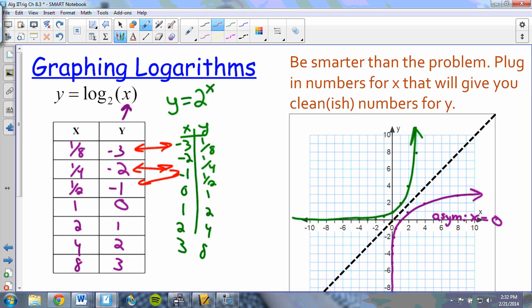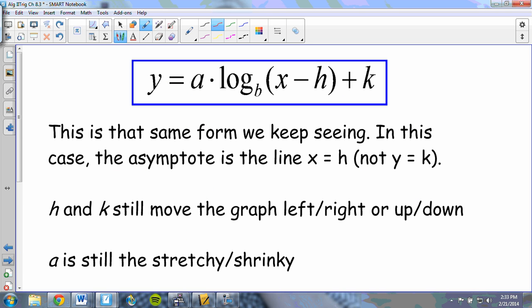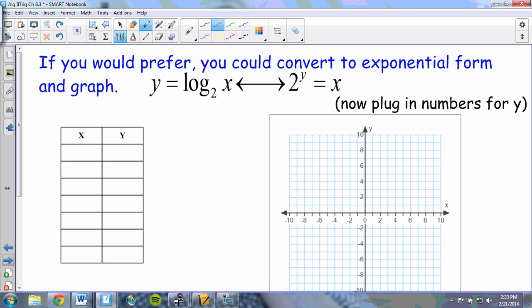The x and y's just switched because logs are inverses of exponentials, and an inverse just switches x and y. That means you could graph another way if you wanted to. We're going to skip this for now. This way is an easier way to graph it first, but it'll eventually get complicated. So I'll show it to you now and you can see if you like it or not.